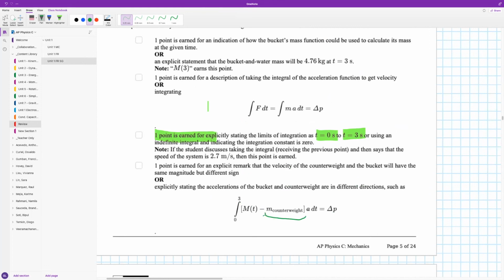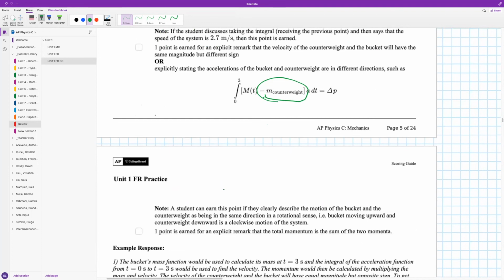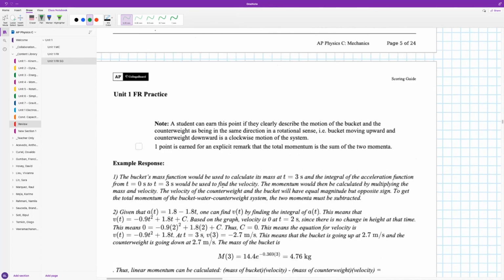I was thinking that was the mass of the system, but we need to take away the mass of the counterweight from it. If a student discusses taking the integral and receiving the previous point, and then says that the speed of the system is 2.7 seconds, then this point is earned. And then 1 point is earned for an explicit remark that the velocity of the counterweight and the bucket will have the same magnitude but different sign. Okay. And then we could have also earned that point by explicitly stating the accelerations of the bucket and counterweight are in opposite directions, such as here. Okay.